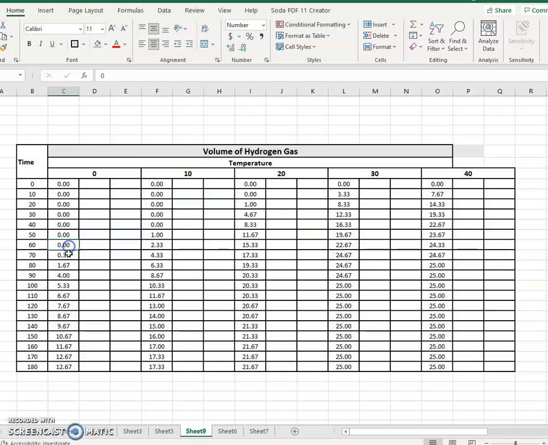The difference in the amount of hydrogen gas produced from 60 seconds to 70 seconds: we went from 0 to 0.33. So in that 10-second interval, going from 60 to 70, we went from 0 to 0.33 mL of hydrogen gas. So in that 10-second interval, 0.33 mL was created. What we can do is take that 0.33 mL, divide that by 10 seconds, because that was the interval, and that would be my rate of reaction for this interval right here.